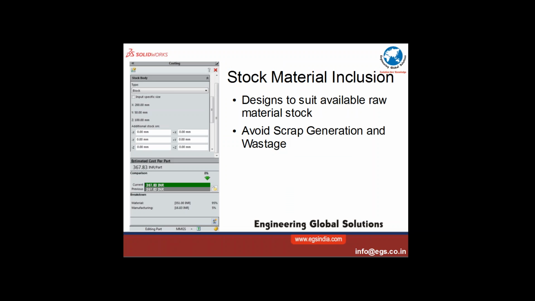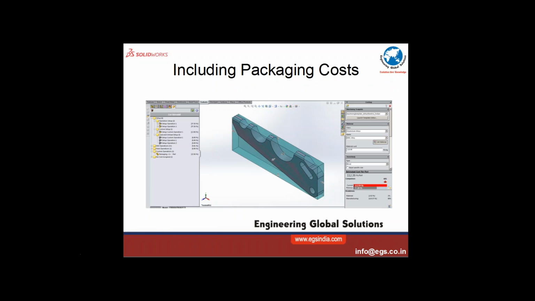The stock material inclusion helps designs to suit available raw material stock in the inventory. This helps us to bring the inventory costs down as well. The advantage more than that would be avoiding scrap generation and wastage at the design stage. This is a single most important aspect of design for cost that needs to be integrated into the design process so that the overall cost comes down as a result of so many other things in addition to scrap generation and wastage. So the packaging costs can be brought in for different types of packaging, integrating multiple components together in a single package, and so on and so forth, so that the costs are amortized.